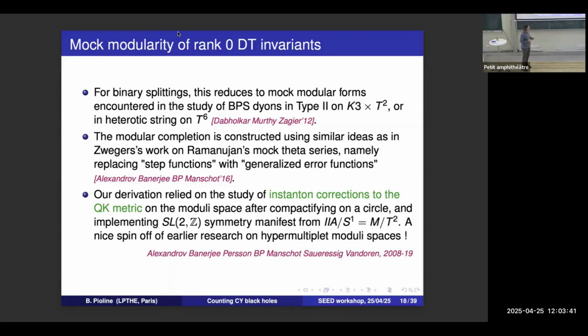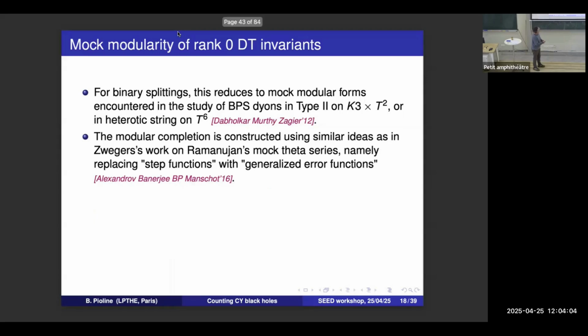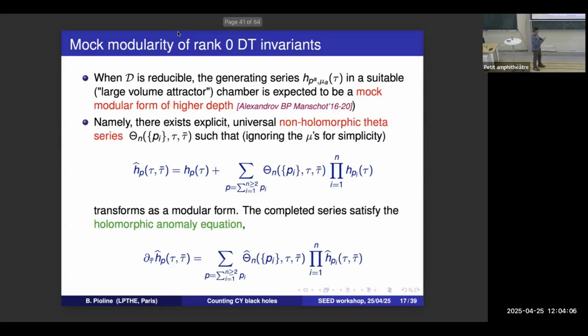And by enforcing that these instanton corrections were consistent with the SL(2,Z) symmetry from M theory, right? If you put M theory on Calabi-Yau times the circle, you have this T2, which has an SL(2,Z) symmetry. So by enforcing these conditions, after many years of work, we were able to distill them into these very precise predictions for this theta series.